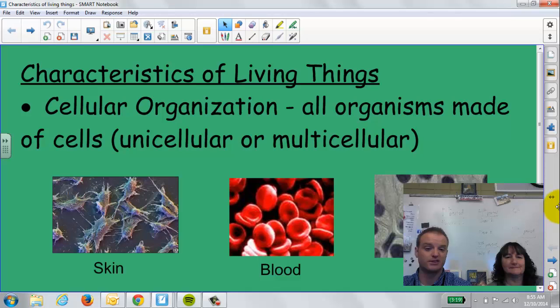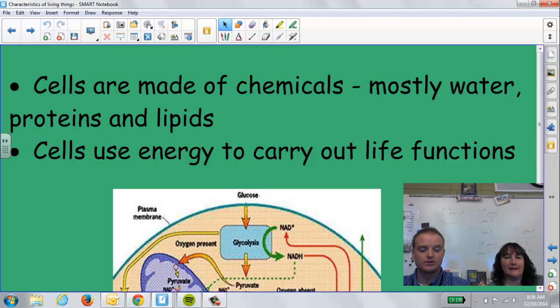All living things are made of cells, at least one cell. And they're often made of many cells in their cellular organization, which means they might have specialization in their cells, like our skin cells, blood cells, liver cells, all have certain jobs. They look so different, different shapes, different functions. These cells are made of chemicals, mostly water. Remember proteins and lipids from the beginning of the year. One of the big things that means you're alive is cells can use energy to carry out life's functions. That's a key component to being alive: you're able to use energy in some way.